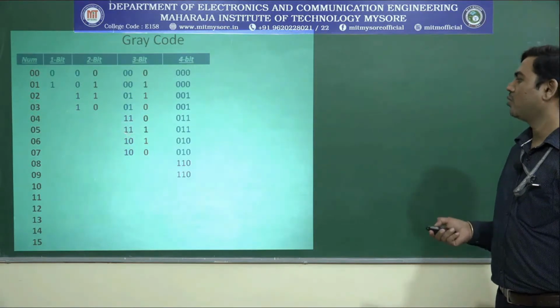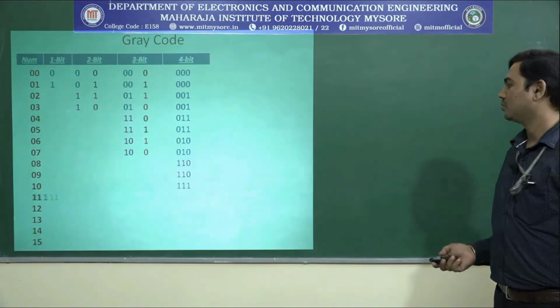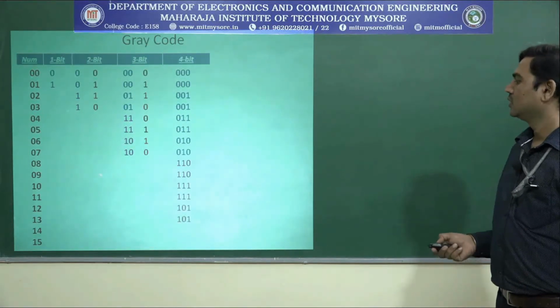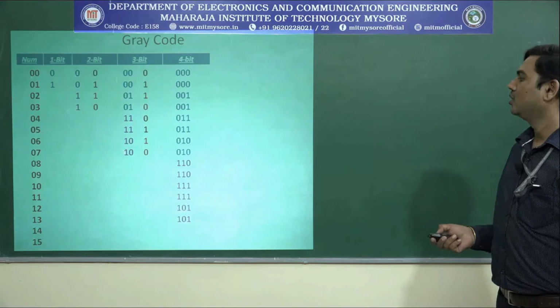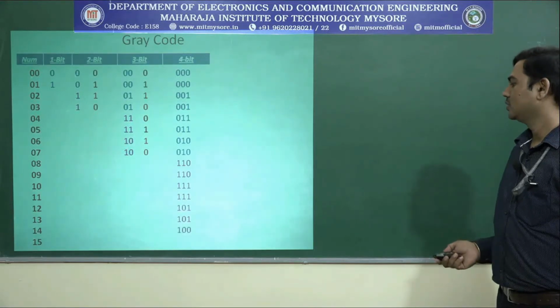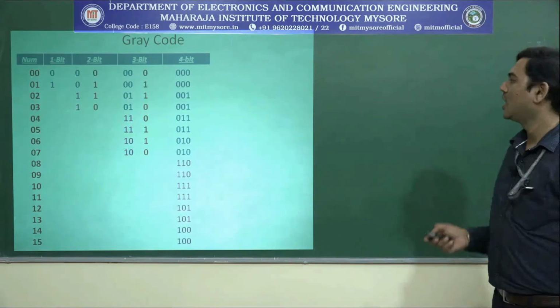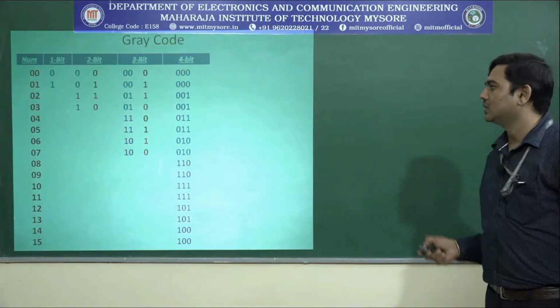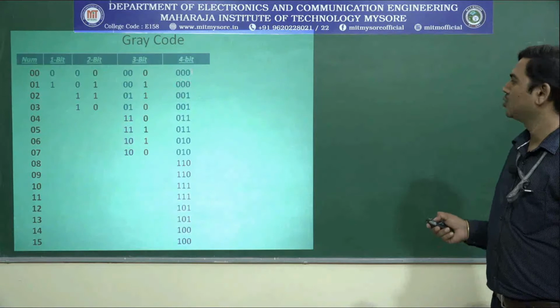After 1 1 0, we have 1 1 1 two times. Then we have 1 0 1 two times. Next, we have 1 0 0. Write it two times. Now it is a 4-bit representation. You have filled the 3 bits. There is one more bit.